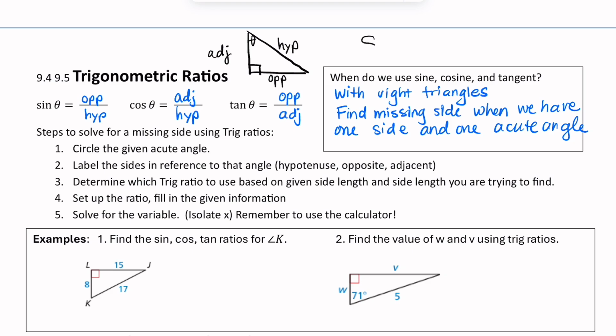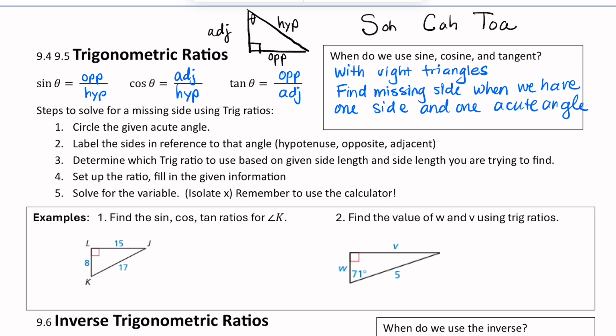The other thing that can help you remember this is to memorize SOHCAHTOA, because that S stands for sine, O stands for opposite over hypotenuse, the C stands for cosine, which is equal to adjacent over hypotenuse, and tangent is equal to opposite over adjacent. So that's what those letters mean. So if you can memorize SOHCAHTOA and write it at the top of your test, it'll help you to remember those ratios. Okay, so let's do a couple of examples using these trigonometric ratios.